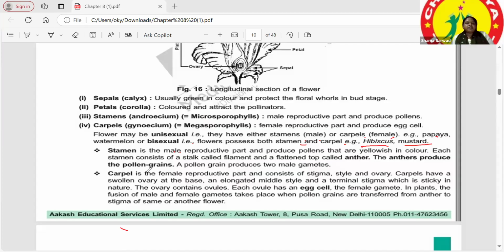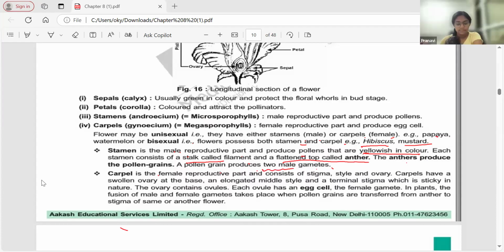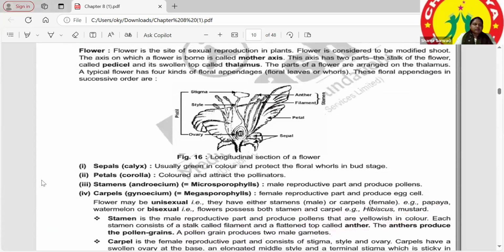About the stamen, see what is given. Stamen is a male reproductive part and produces pollen that is yellowish in color. Each stamen consists of a stalk called the filament and the flattened top called the anther. Anthers produce the pollen grains, and each pollen has two male gametes. So this is all about the male reproductive system of your flower.